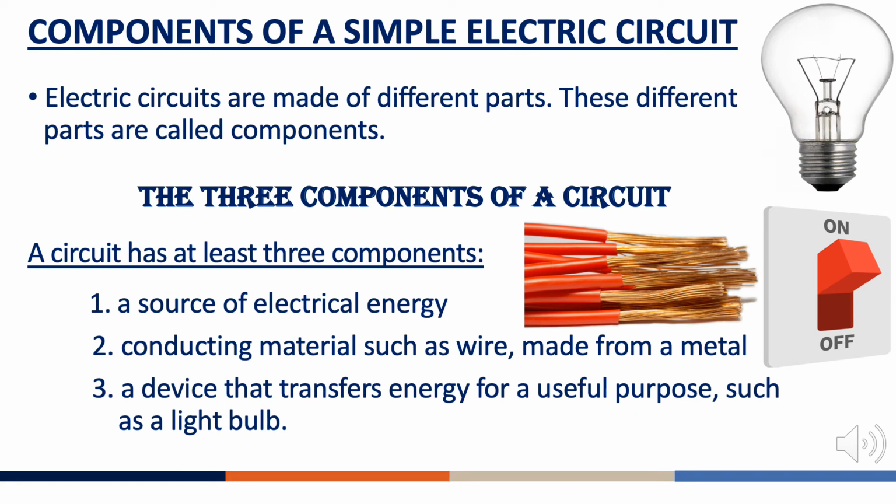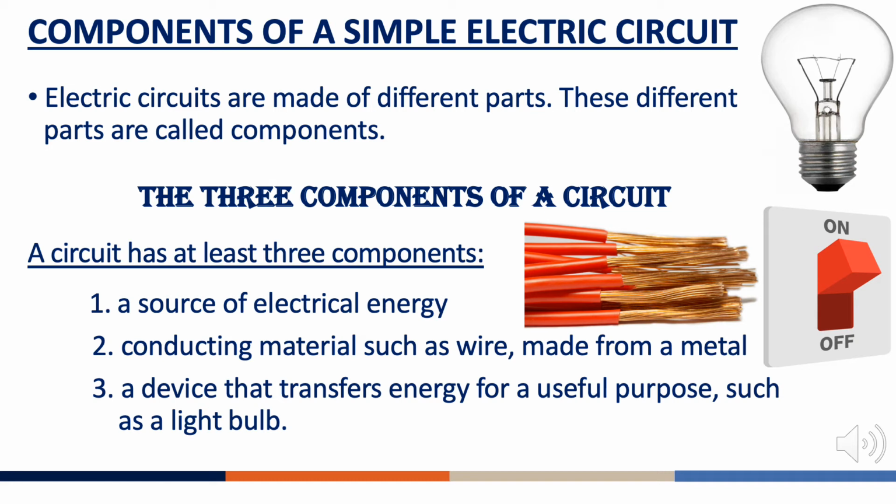Grade 6s. Now we are going to have a look at the components of a simple electrical circuit. So now a simple electrical circuit means it is a closed circuit, so it allows electricity to run through. And electrical circuits are made of different parts, and these different parts are called components.